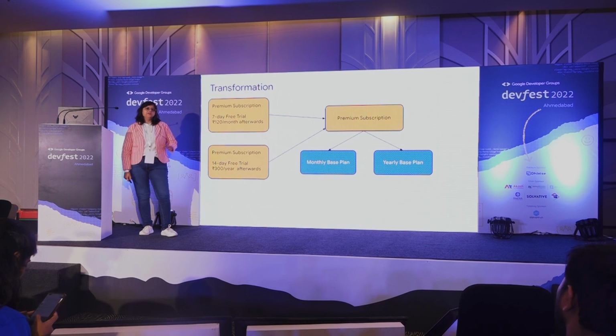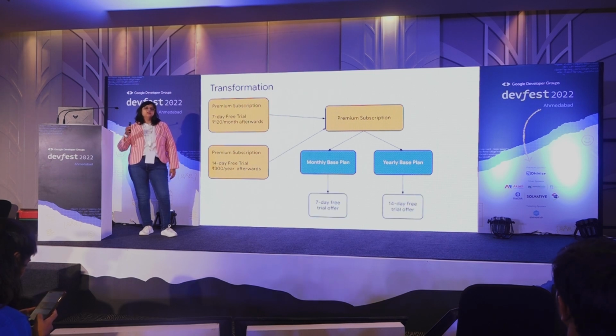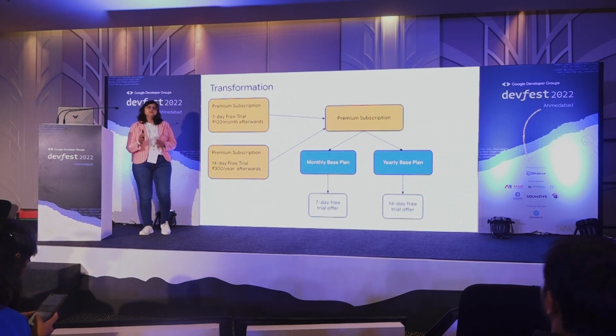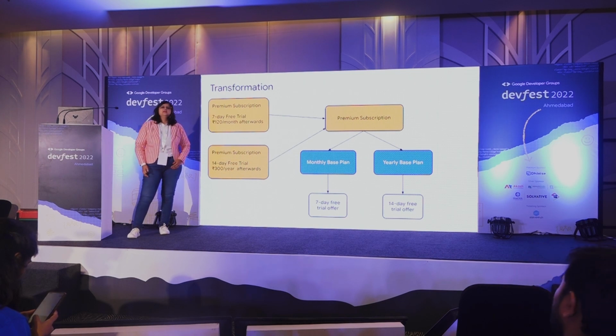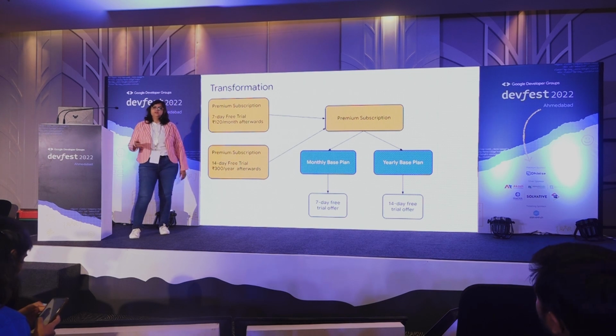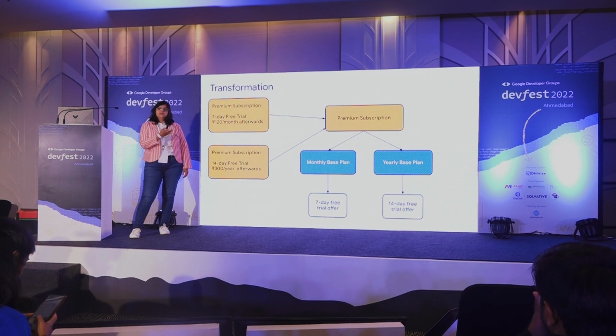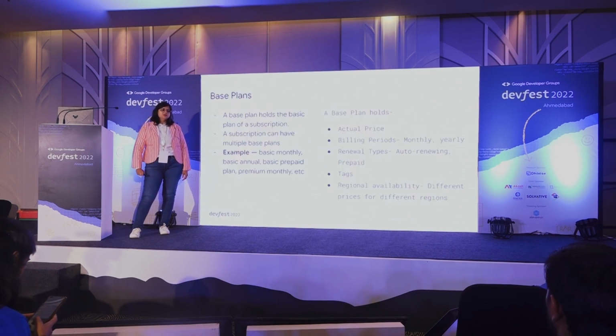So you are gonna have different base plan for monthly plan, you're gonna have a different base plan for your yearly apps, and then underneath that you can have your offers, like free trial, so that comes under offers. Introductory price, let's say 20% off for the introductory price and so on. So you have that under the offers. So let's talk about base plans.